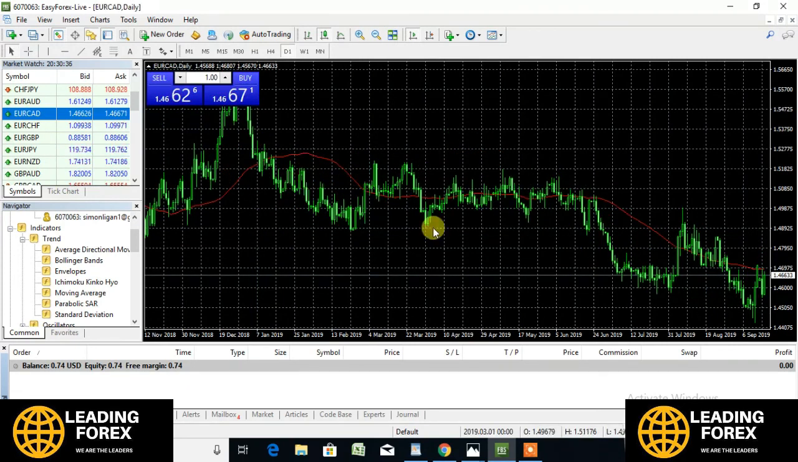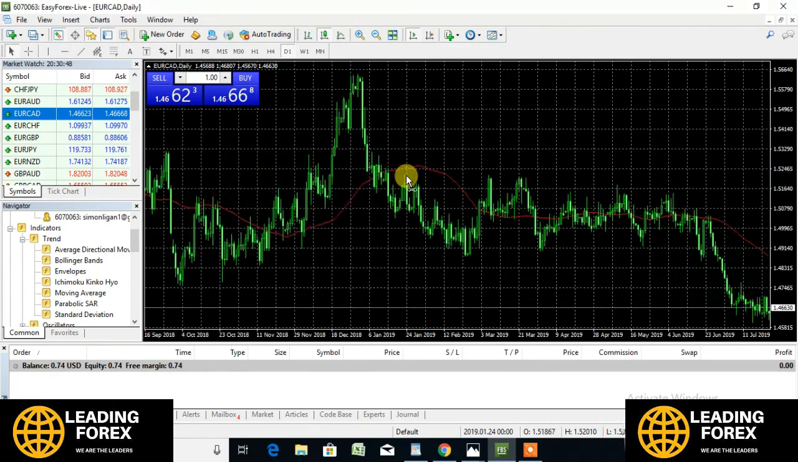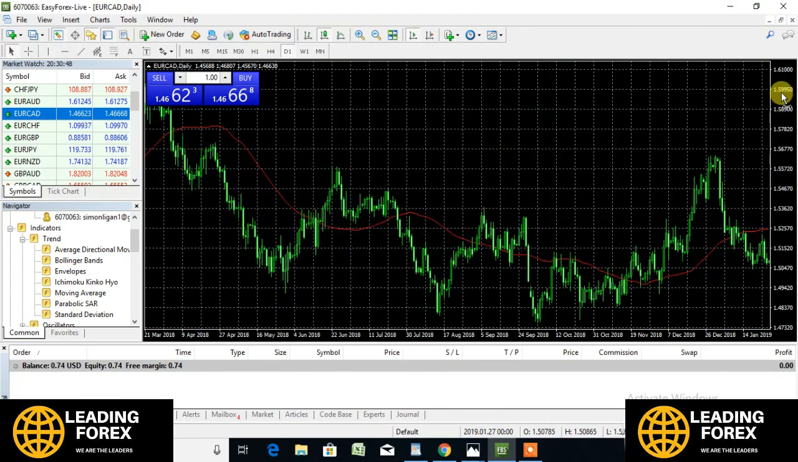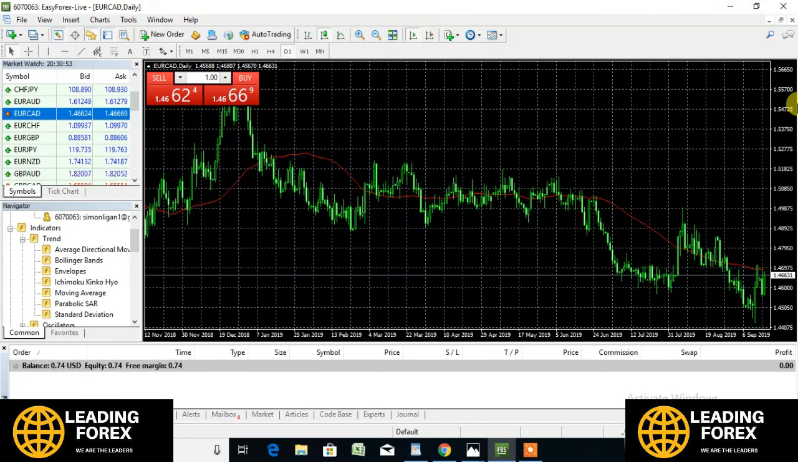So you can try to look at this, especially during weekends when the market has closed. When the market has closed, you can take your 50 moving average on the chart, and then you can go backwards and analyze what I have just shown you today.